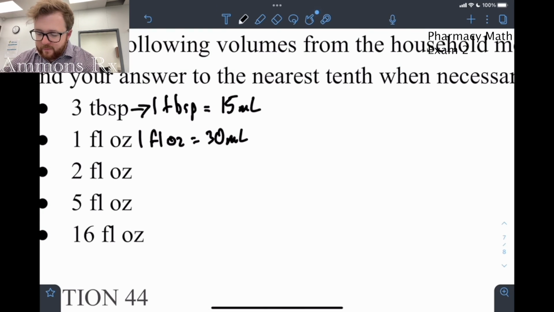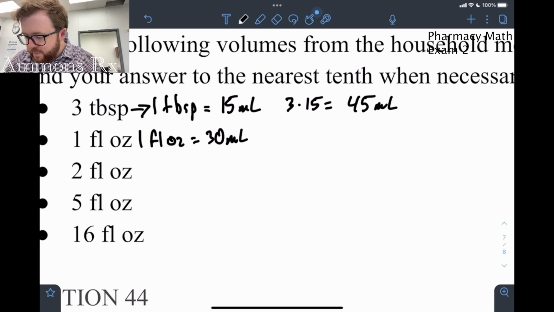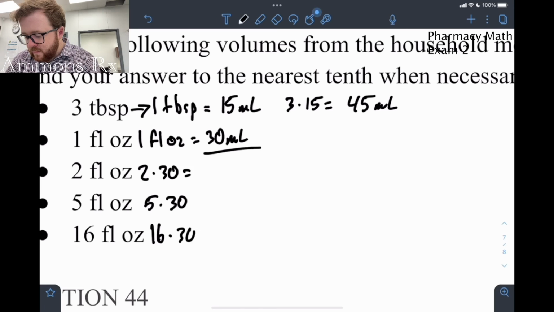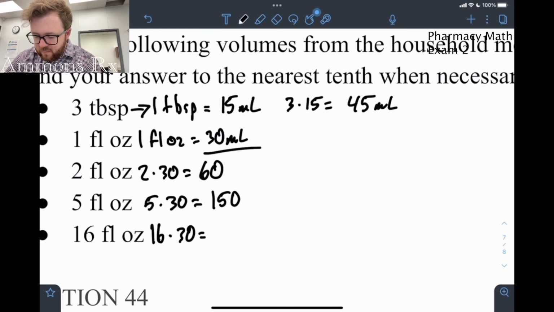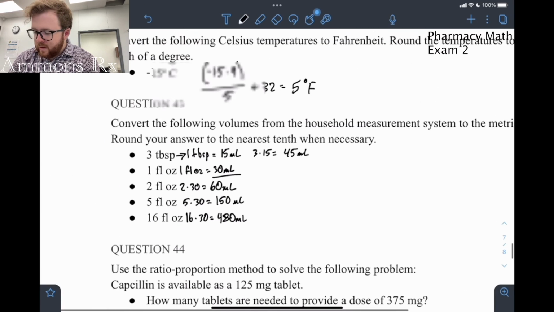So to go from 3 tablespoons to mils is going to be 3 times 15, which is 45 mils. Ounces to mils is going to be 1 times 30, which is just 30. Okay, this one's going to be 2 times 30. This one is going to be 5 times 30. And then 16 times 30.